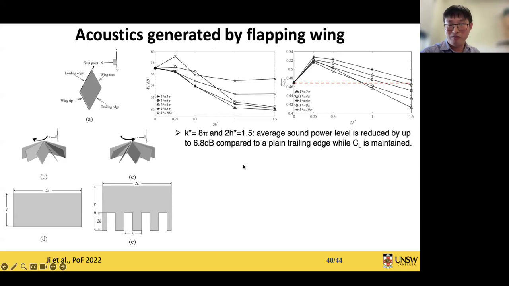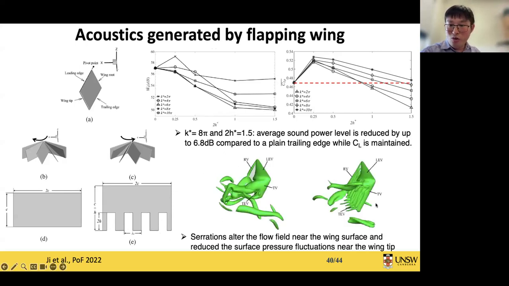That's a major conclusion. This is because the serrations altered the tip vortex. If you look at the flow field, the tip vortex for the serrated trailing edge one is much smaller. The strength is much smaller compared to the regular one here. That's the mechanism behind.